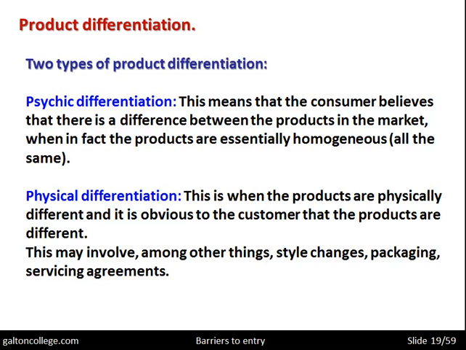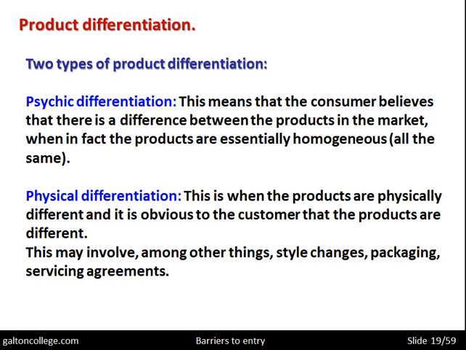There's also physical differentiation. This is when the products are physically different, and it is obvious to the consumer that the products are different. It may involve things like style changes, or packaging, or service agreements. But there are differences in the product, and thereby there are ways in which companies may differentiate their product to try and get into a market, to try to make their product slightly different.